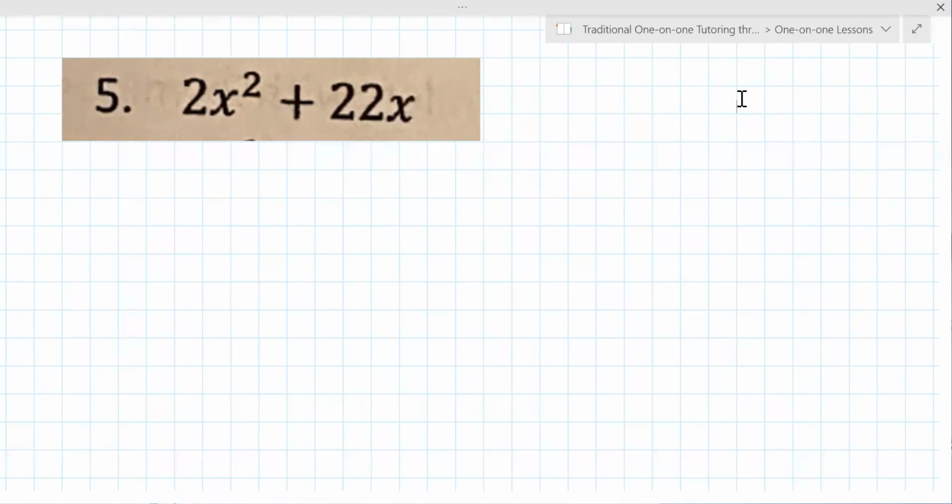3x parentheses x minus 13. I don't know which problem you're doing. We're doing number 5. It's 2x squared plus 22x. Well, I just got it for number 6. I thought you were doing number 6. Let's go back and do number 5. I'm sorry about that. That's okay. It sounded correct for the next one, so we'll do that real quick when you get there.